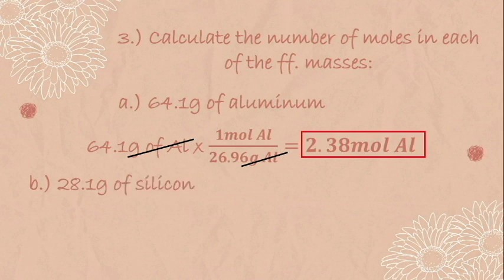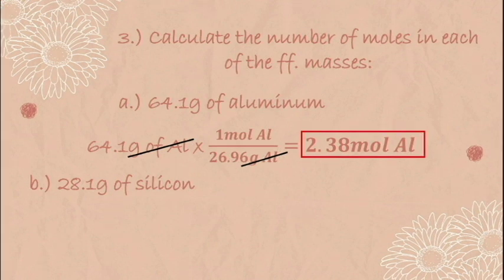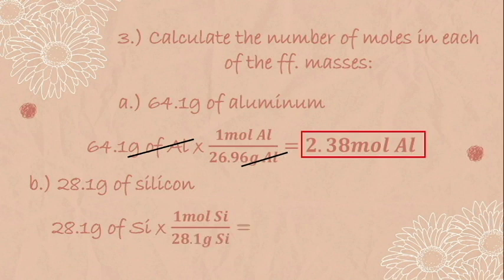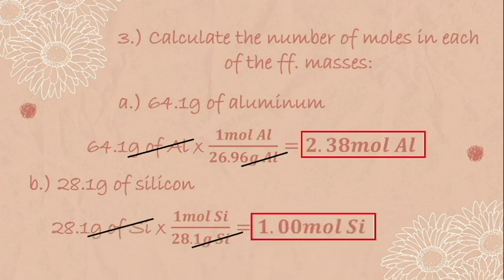So here's another example. We have 28.1 grams of silicon. And try to solve it yourself. Same with the previous example, we divide the given mass by its molar mass. And here we get 1 mole of silicon.